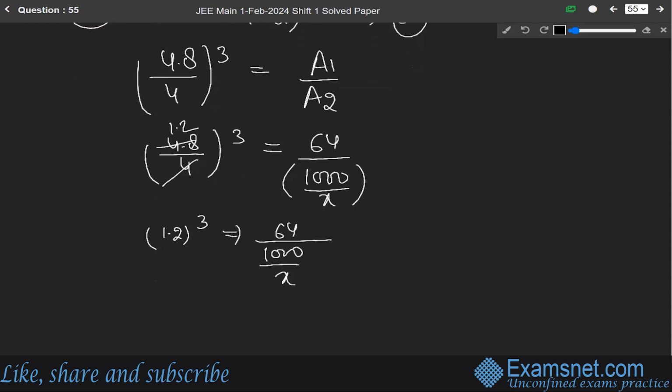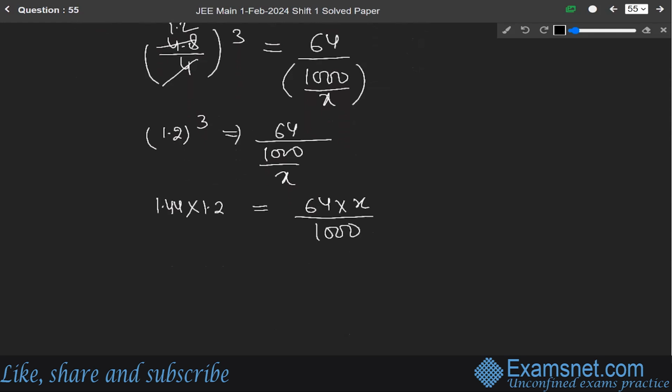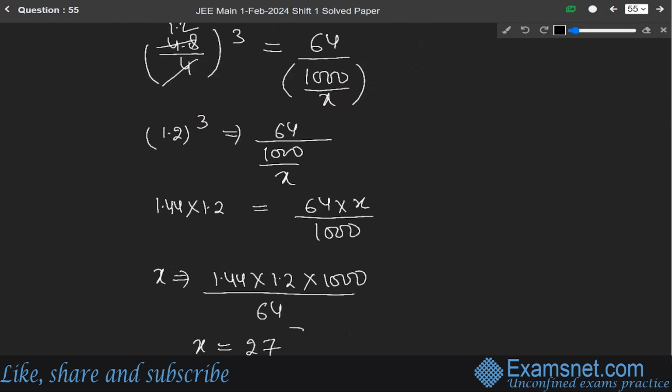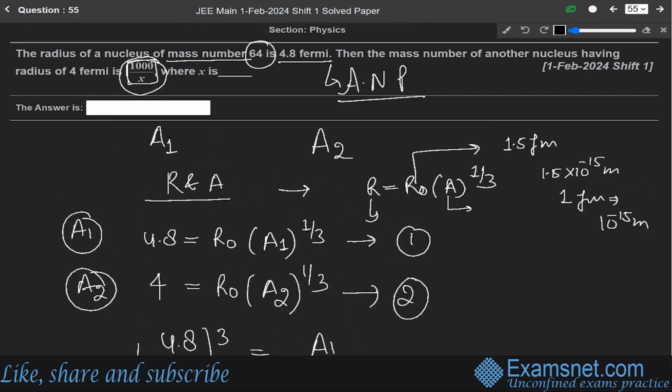1.2 whole cube means 1.44 into 1.2. It will be equal to 64 into x over 1000. So now x will be equal to 1.44 into 1.2 into 1000 over 64. So we get the value of x is 27. So the mass number of the second nucleus is 1000 over x, where x value is 27.